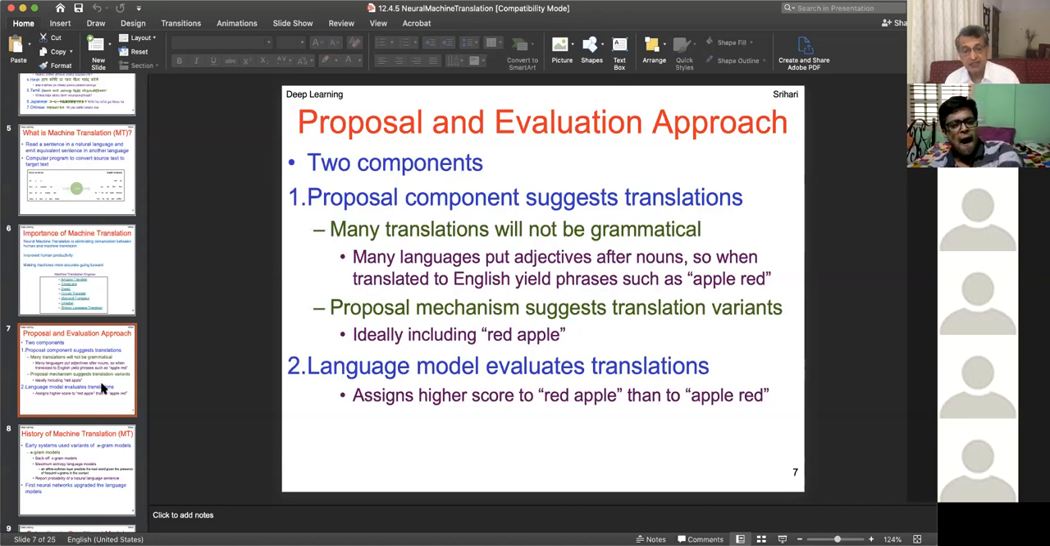Many languages put adjectives after nouns. So when translated to English, you might yield phrases such as "apple red." And a proposal mechanism suggests translation variants, ideally including "red apple." So one variant might say the translation is "apple red." And another mechanism says, well, that doesn't seem to be the right order. Put the adjective before the noun, and "red apple" would be a variation. So you would have many of these variations. And you can say, well, we need a method, a language model, if you will, to evaluate the translation, and that assigns a higher score to "red apple" than to "apple red." All right. So you can think of it as proposal generation and proposal evaluation. And say, okay, we will go with the more probable one, the one with a higher score, which is "red apple," the right translation.